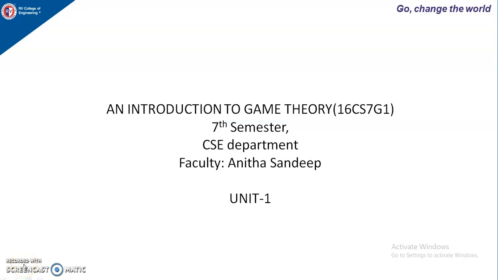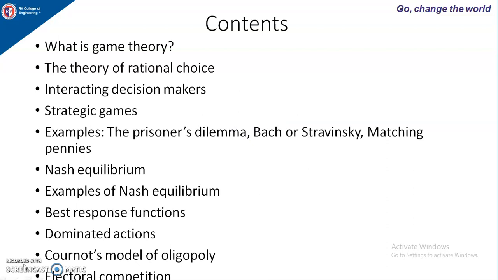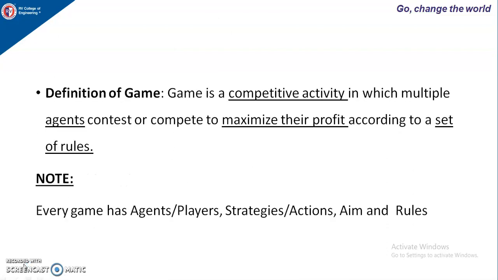Dear students, we'll study an introduction to game theory. It's a 7th semester subject which is of 4 credits, an elective in G group. The contents are: what is game theory, theory of rational choice, interacting decision makers, strategic games, some examples of strategic games like Prisoner's Dilemma game, Bach or Stravinsky game, Matching Pennies game, Nash equilibrium, examples of Nash equilibrium, best response functions, dominated actions, Cournot's model of oligopoly, electoral competition.